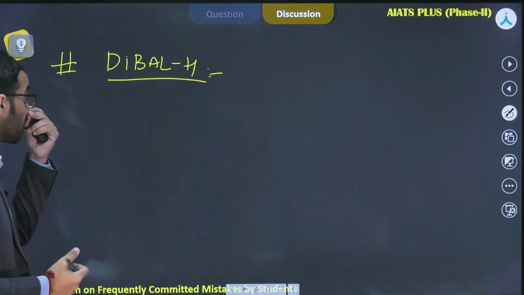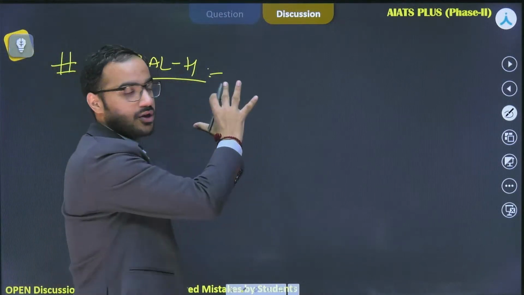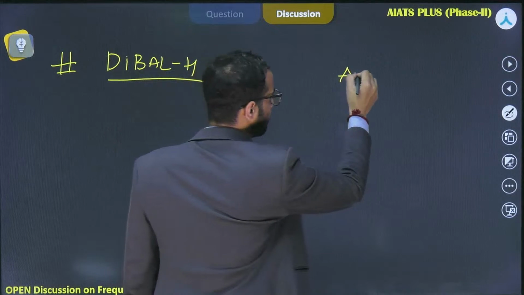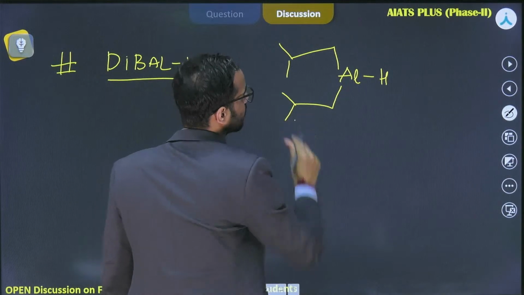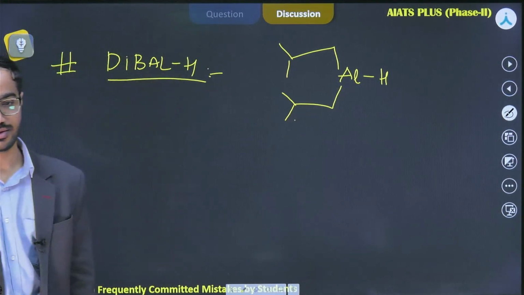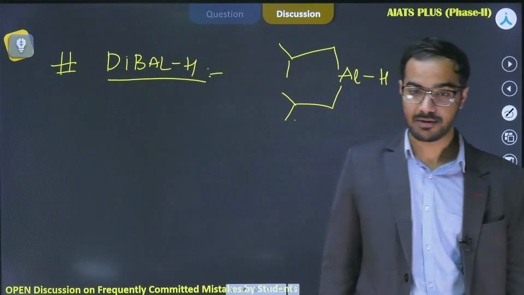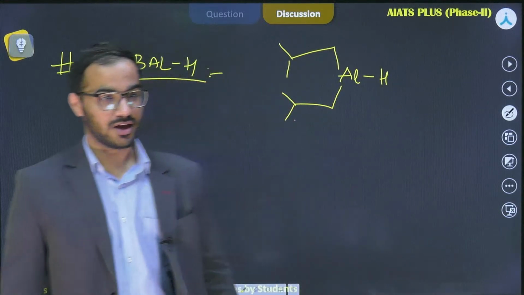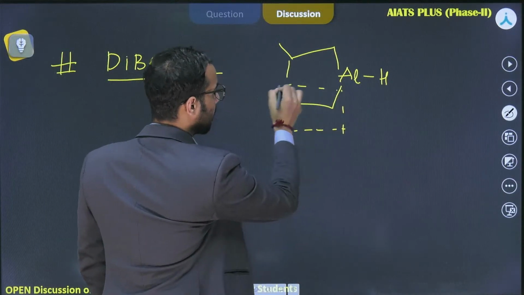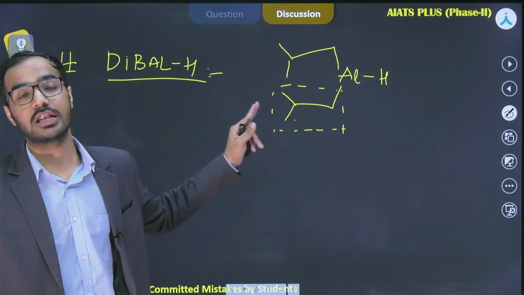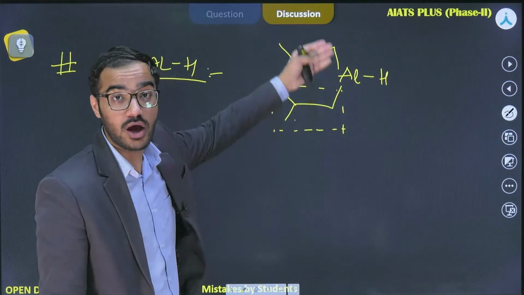Okay, so in DIBAL-H, I will be making the structure of this. Meanwhile, you can write it. The structure of DIBAL-H is like this. There will be the aluminium, hydrogen. This is the structure of DIBAL-H. There will be no diboranes, aluminium hydride. We can clearly say that this group is isobutyl group. So we can say that there will be two isobutyl groups.